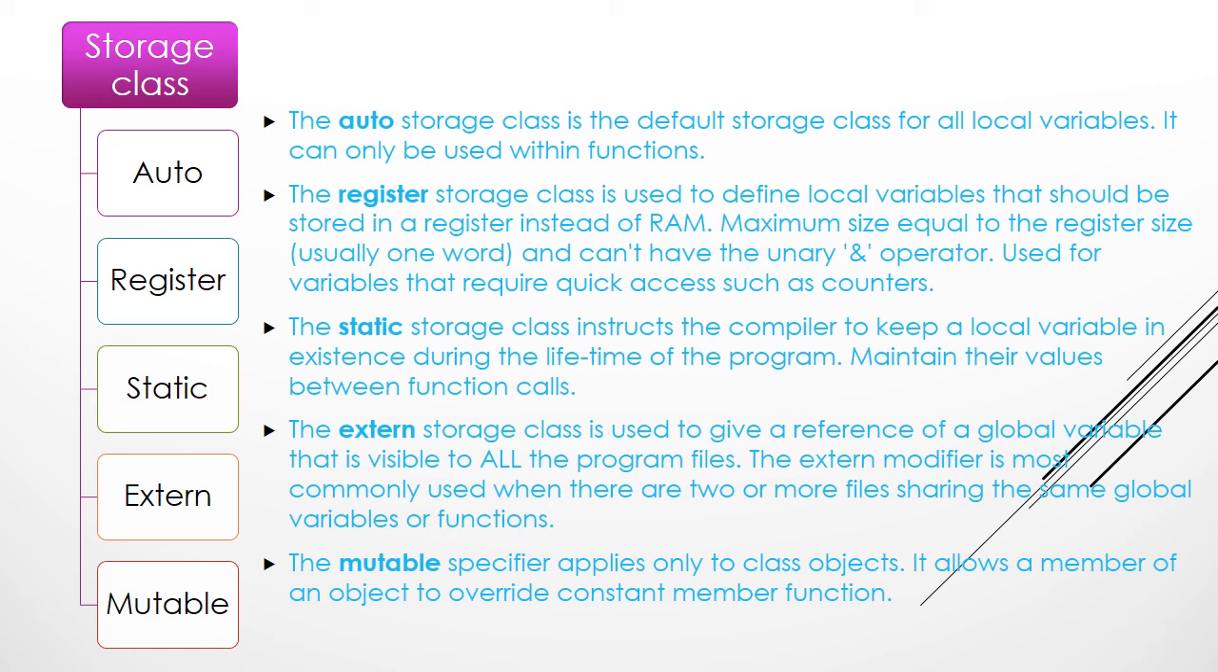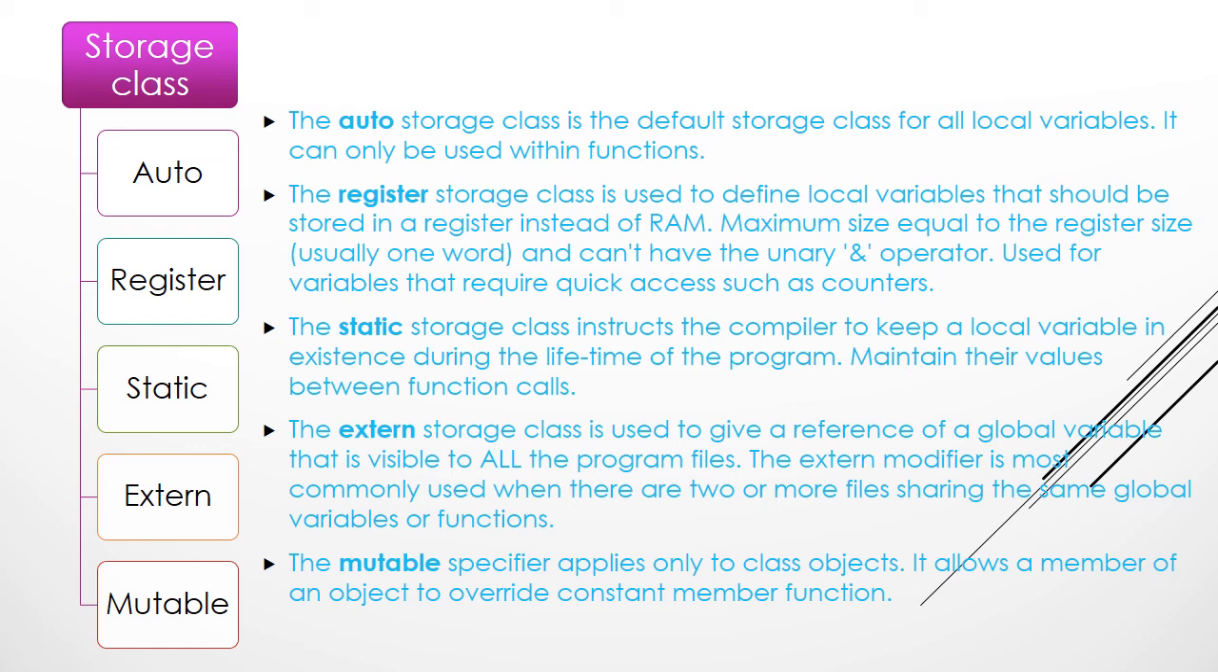The extern modifier is most commonly used when there are two or more files sharing the same global variable. I have already told you what a global variable is. A global variable is a variable which I can use throughout a source file. Suppose there are two source files which use the same global variable. Then I can store that global variable in an extern storage class and tell the compiler to save this global variable for another source file also.